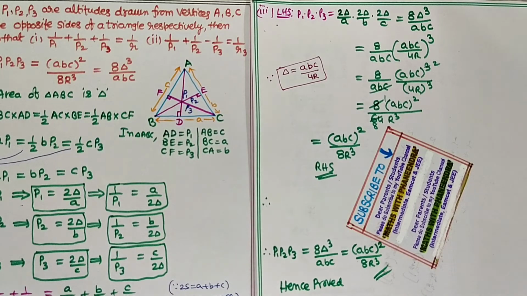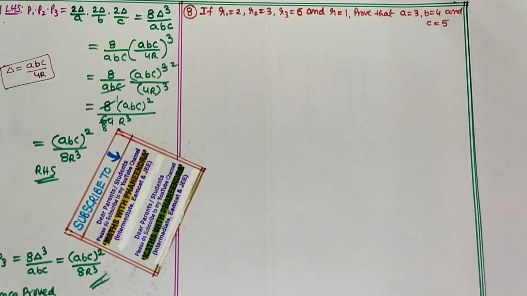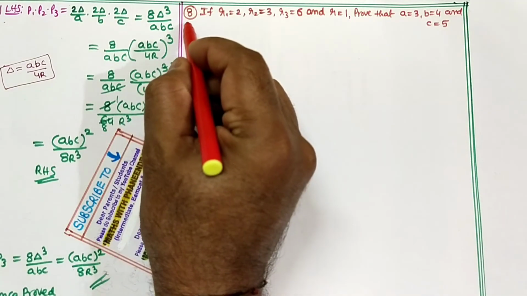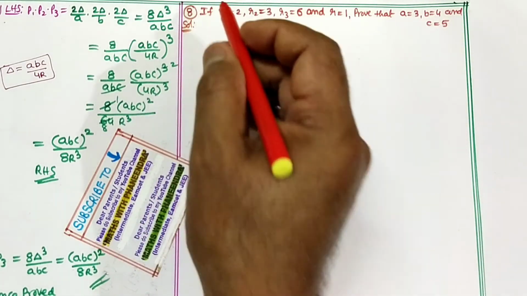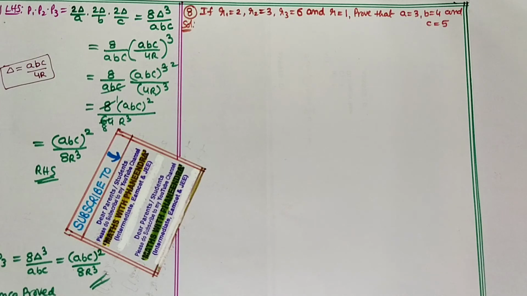We will move to the next question now. The next question, number 8 here. Instead of 7, I am explaining question number 8. If R1 equal to 2, R2 equal to 3 and R3 equal to 6 and R equal to 1, prove that A equal to 3, B equal to 4 and C is equal to 5. So first what we have to write is the given values. Based on the given values, we have the formulas. From that we can get the answers.